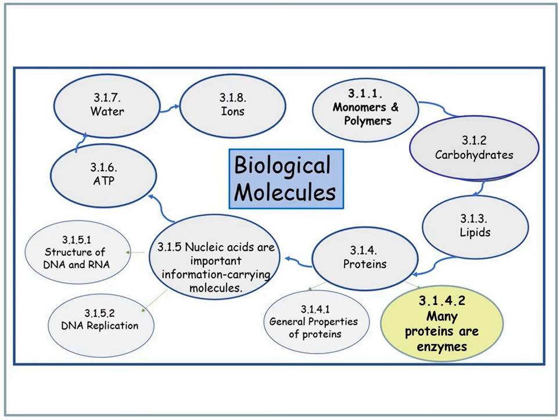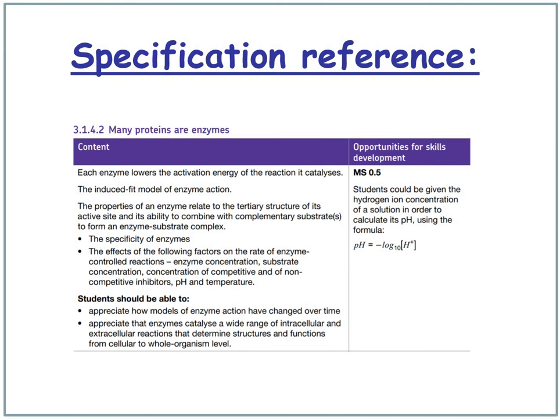So just to see where this comes in the topic of biological molecules: done monomers and polymers, done carbohydrates, done lipids. We've looked at the structure of proteins, and we're now looking at how many proteins are enzymes. We've also done the induced fit model and the specificity of enzymes, so we're now looking at the effects of the following factors on the rate of enzyme-controlled reactions: enzyme concentration, substrate concentration, concentration of competitive and non-competitive inhibitors, pH and temperature.